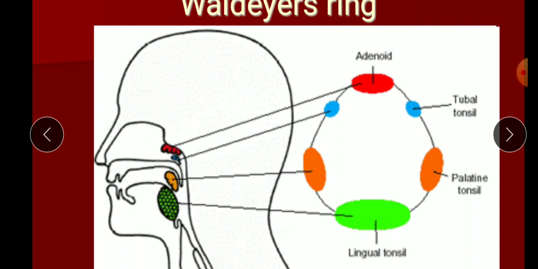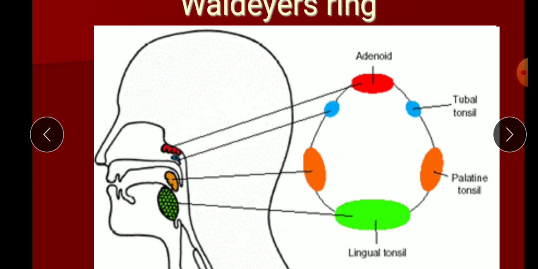So at the entry of the oral and respiratory passages in the pharynx you find a circle of lymphoid accumulation, and that is what is termed as Waldeyers ring. Name the four counterparts of Waldeyers ring. 1.